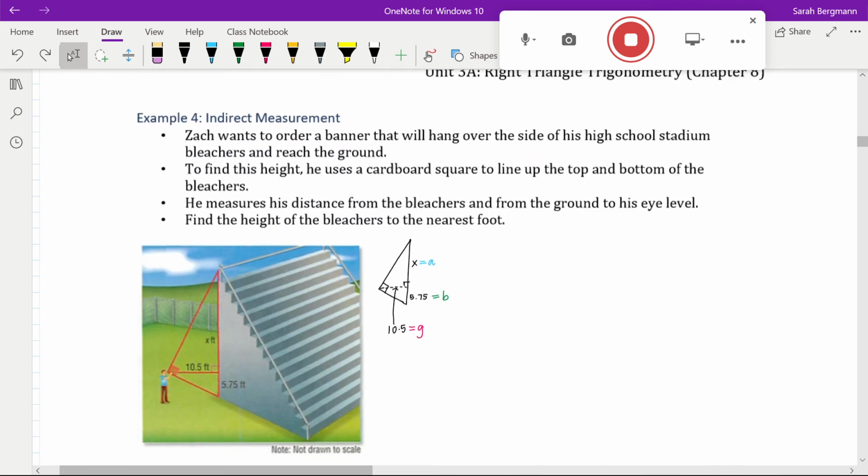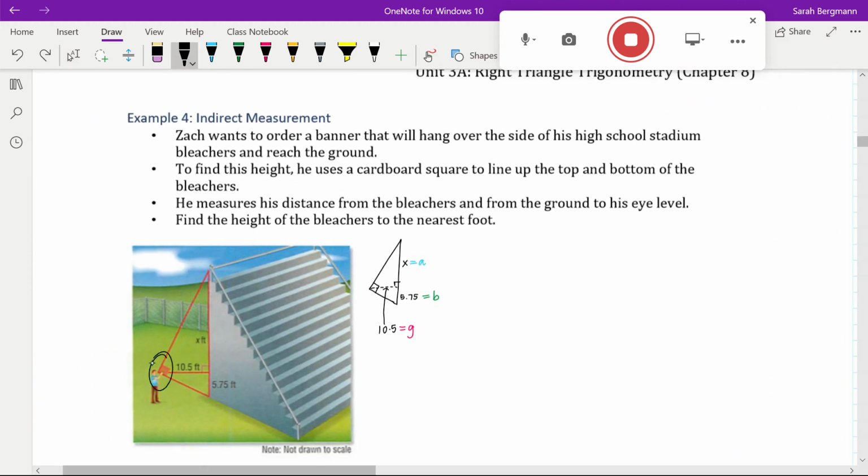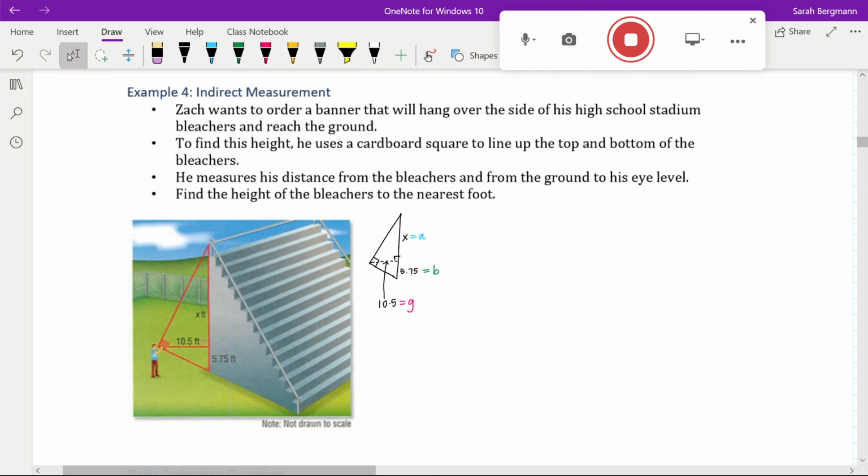Now let's try using this in an application. So it says Zach wants to order a banner that will hang over the side of his high school stadium bleachers and reach the ground. To find this height, he uses a cardboard square to line up the top and bottom of the bleachers. He measures his distance from the bleachers and from the ground to his eye level. Find the height of the bleachers to the nearest foot.